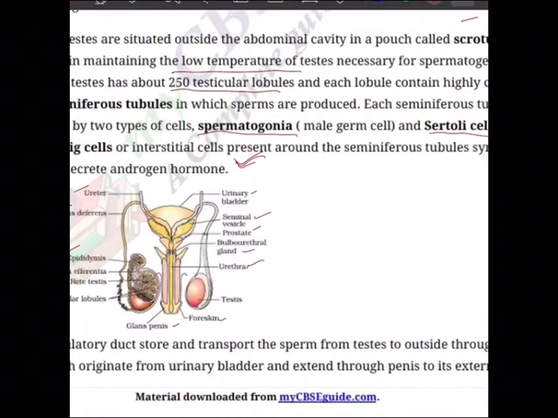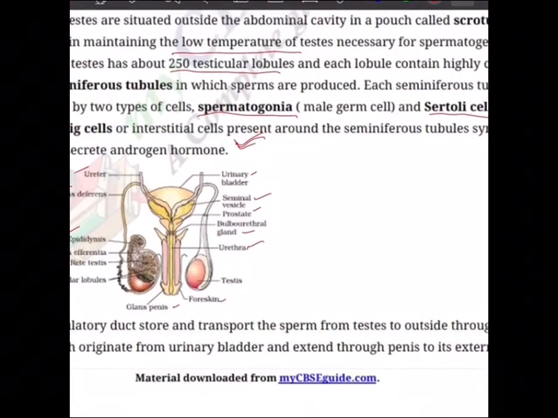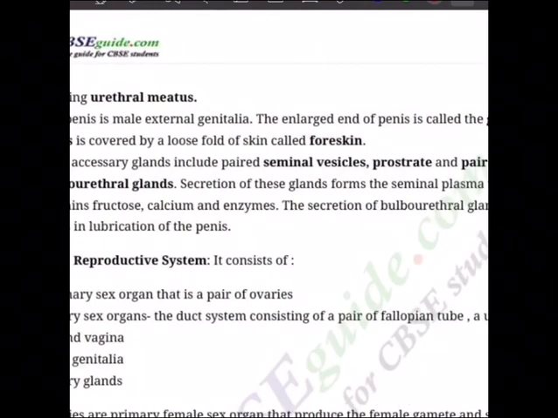So ejaculatory duct store and transport the sperm from testis to outside through urethra, which originate from urinary bladder and extend through penis to its external opening. And then it opens in urethral meatus. The penis is male's external genitalia. The enlarged end of the penis is called glans penis. It's covered by loose fold of skin called foreskin.